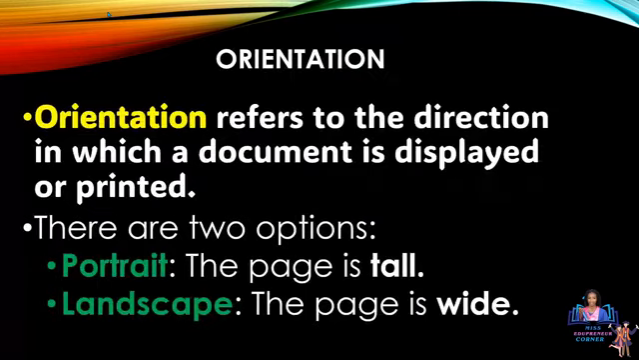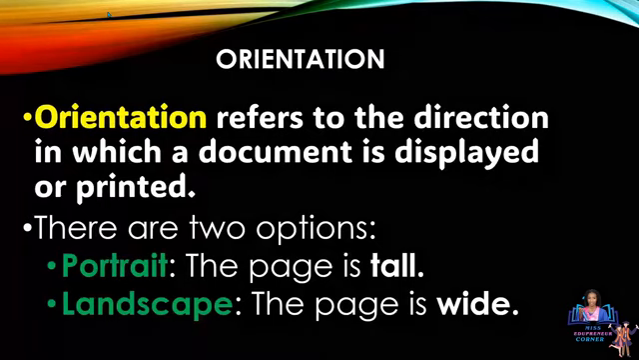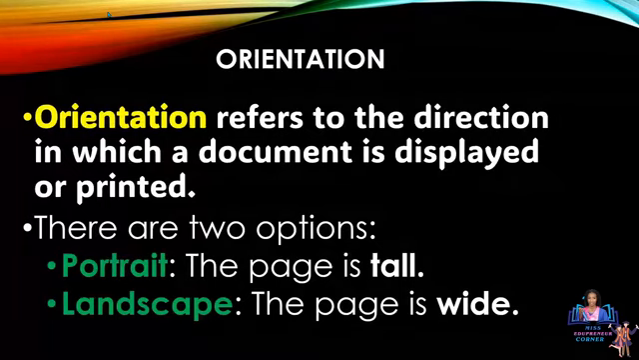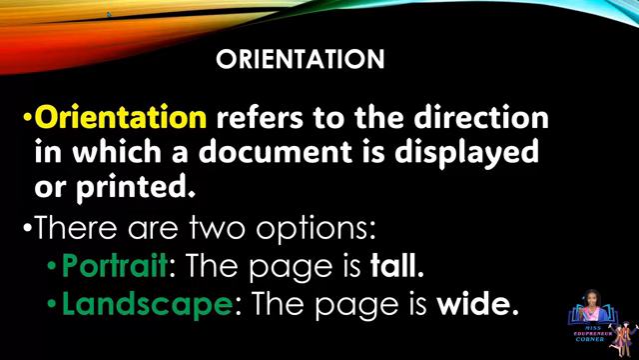Orientation. Orientation refers to the direction in which a document is displayed or printed. And you have two options. It can either be portrait or landscape. If it is portrait, then the page is tall, and if it is landscape, then the page is wide. And when we're preparing documents, like for students, when you're completing projects and so forth, you would normally use a portrait page.